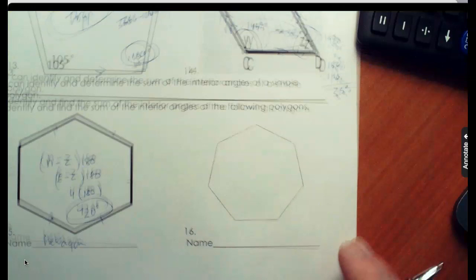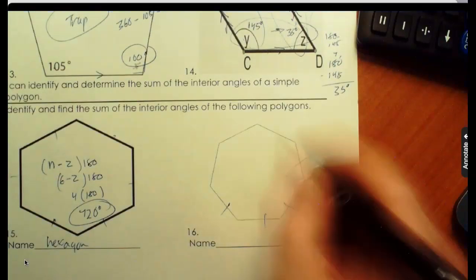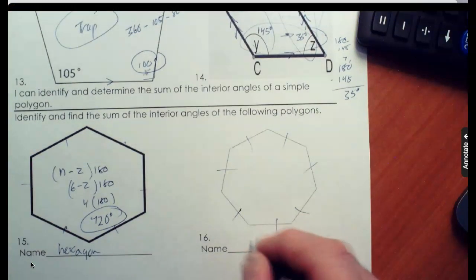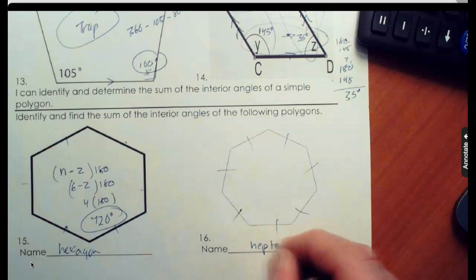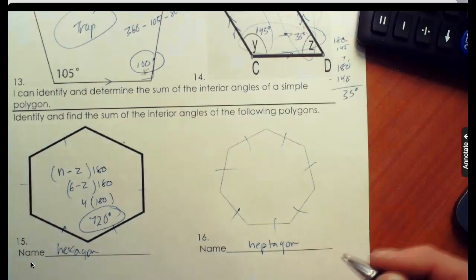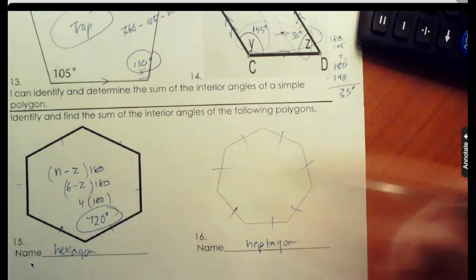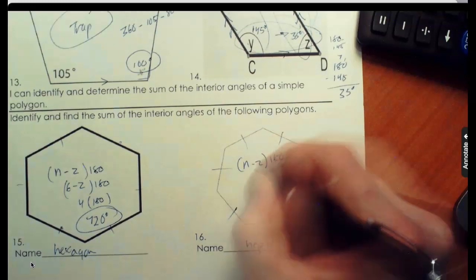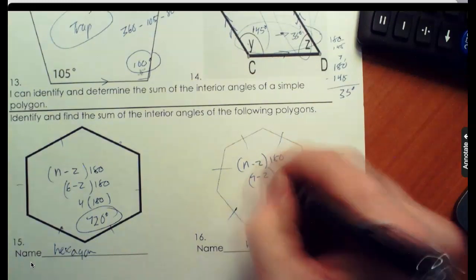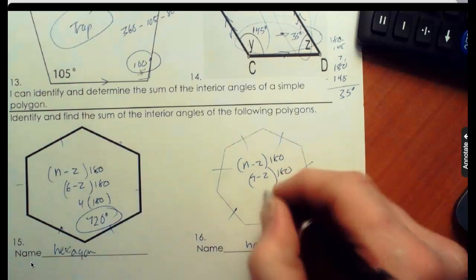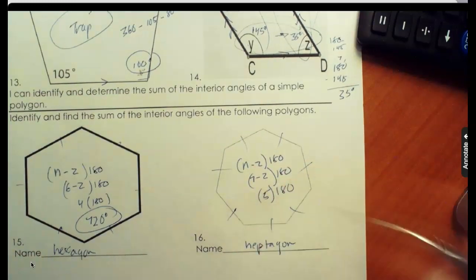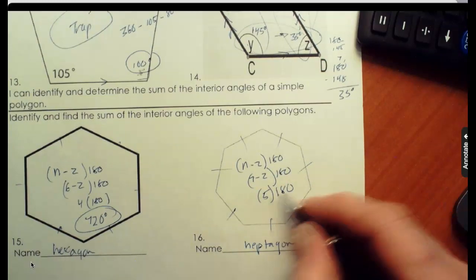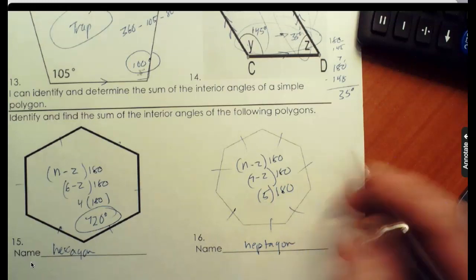This guy here, we got 1, 2, 3, 4, 5, 6, 7. This is 7 sides, so this is a heptagon. And let's take a look at that. So the sum of the interior angles will be the number of sides minus 2, times 180. So that'd be 7 minus 2 times 180. Well, 7 minus 2 is 5. We take that times 180. 5 times 1 is 5, 500. 5 times 80 is 400. So this is going to be 900 degrees.